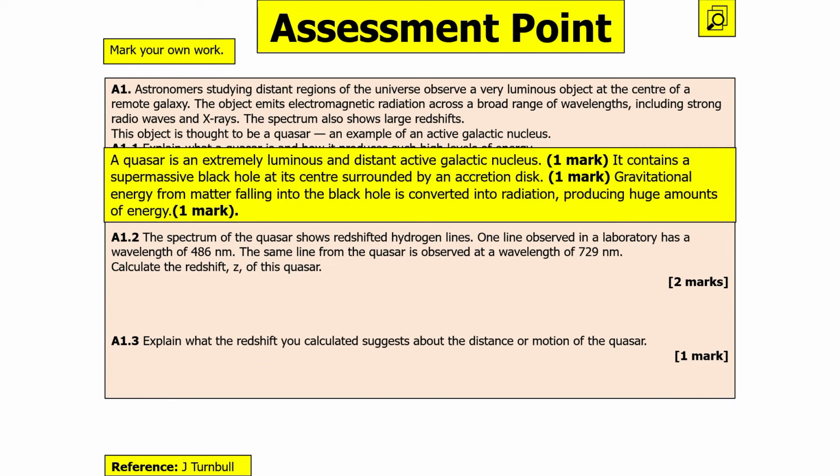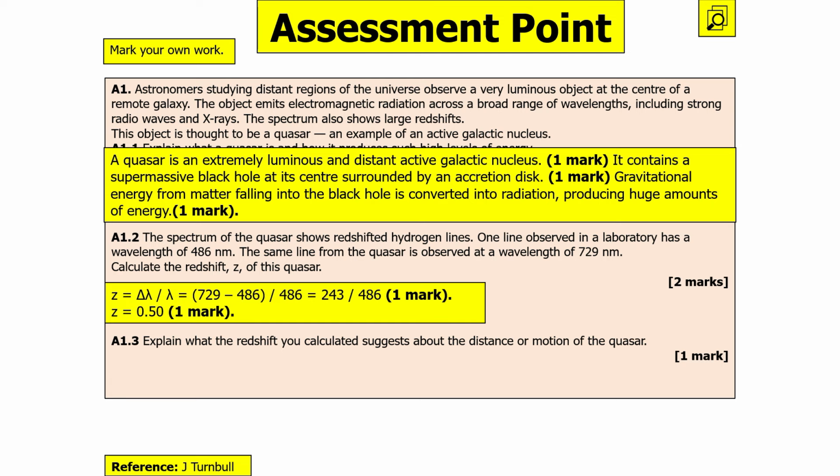A quasar is an extremely luminous and distant active galactic nucleus. It contains a supermassive black hole at its centre surrounded by an accretion disk. Gravitational energy from matter falling into the black hole is converted into radiation, producing huge amounts of energy.